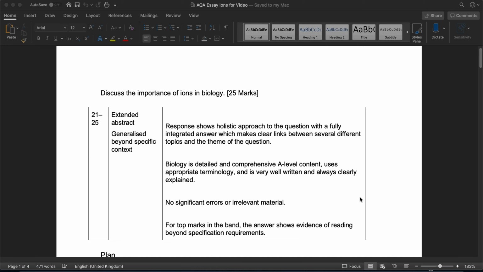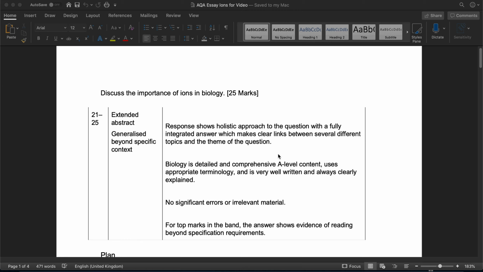So I've not made a video in absolutely ages, and I've been promising the people that I tutor that I was going to do a video about these 25 mark essays. There is some debate over this part of the mark scheme, talking about clear links between several different topics and the theme of the question.